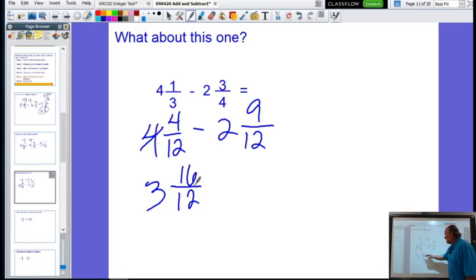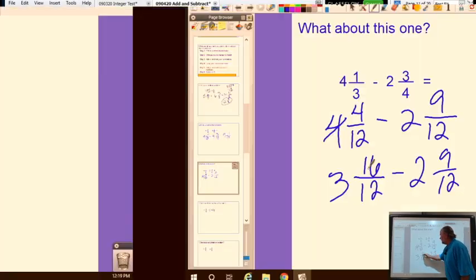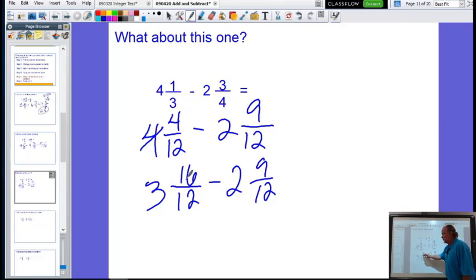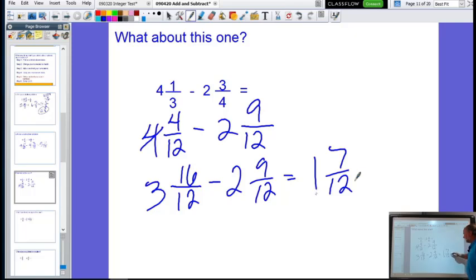Now, the whole purpose of doing that is so that my numerator on this fraction is big enough I can subtract the numerator on this fraction. So now I can do 16 take away 9, which is 7, keep the denominator of 12, and then 3 take away 2 is 1. And then we ask, can I simplify this? And we cannot.